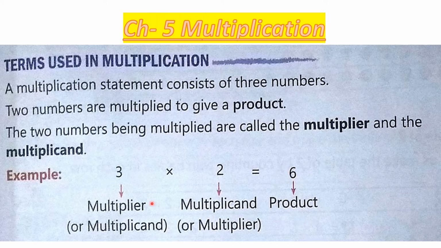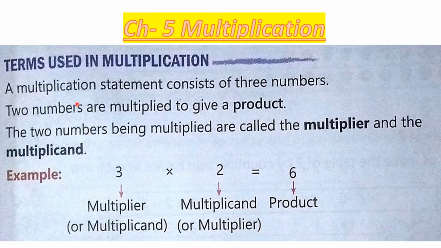Got it? So if we exchange this number, this will become your multiplicand, and if 2 is placed here, 2 will become the multiplier. So that is why it is written multiplier or multiplicand or multiplier. Got it, children? So these are the terms used in multiplication. So you keep it in mind.